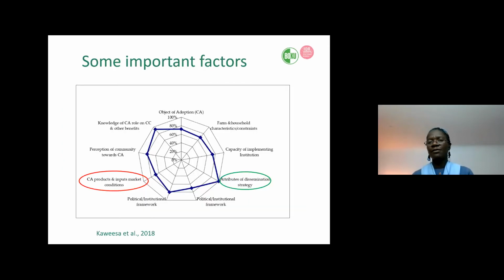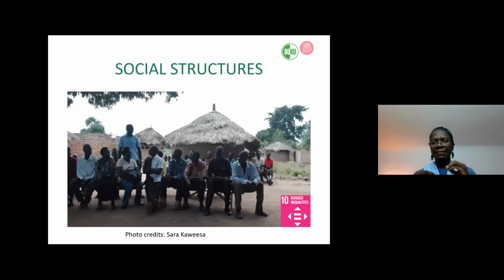Our study showed 2 important factors amongst others. One has to do with how information is disseminated to these communities, to these farmers. And obviously the problem has to do with markets. Because CA increases the yields, there has to be a matching market to meet the efforts of the farmers so that they can benefit from their efforts.